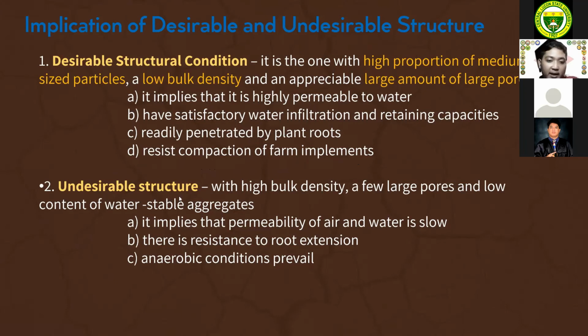So that's the desirable structural condition. Then we have the undesirable structure with high bulk density. Pag high bulk density, it means that there are more solids than the pore spaces in total. Okay, in total volume.